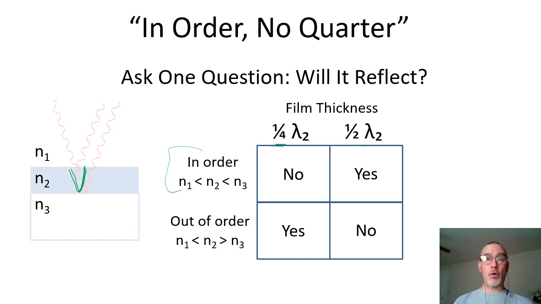So in order, no quarter: you can quickly draw this little table and remember that if the indices are in order, then a quarter wavelength will not reflect. And so if you're looking for the minimum thickness that it will not reflect, and the indices are in order, then you just need 1/4 of lambda 2. And remember that n1 lambda 1 equals n2 lambda 2. So this is the way to solve those problems. In order, no quarter. It's going to be a lifesaver.